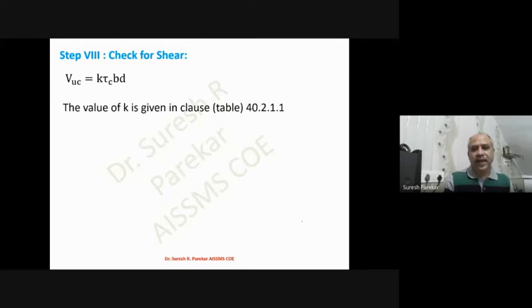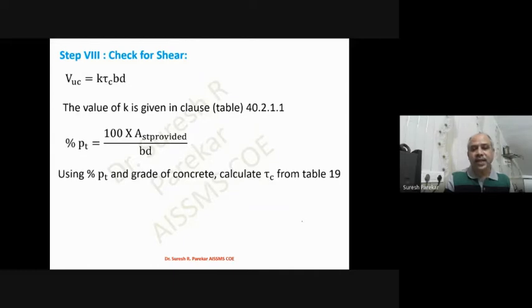Now K we can find from clause 40.2.1.1 where a table is given, and that K depends upon thickness of the slab. Then we have percentage Pt provided, percentage Pt from Ast provided, and then tau c from table 19. And then we will calculate Vuc. If my Vuc is greater than Vu, then I need not go for any shear reinforcement.